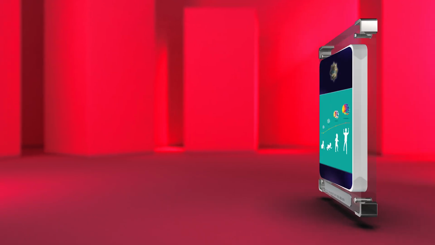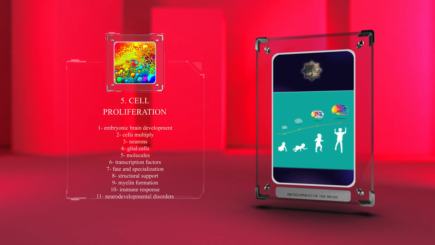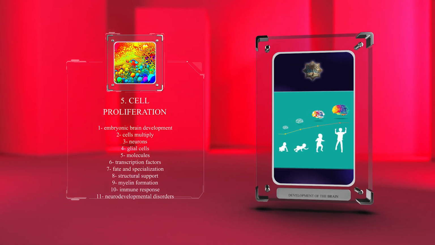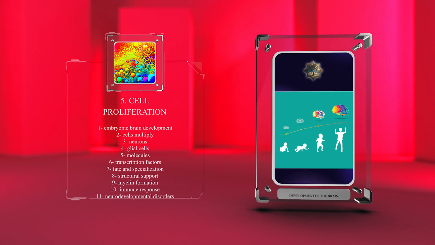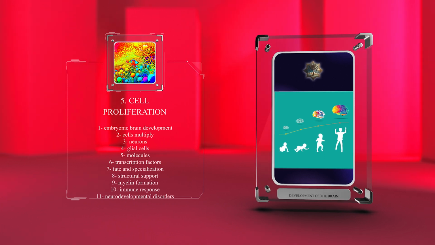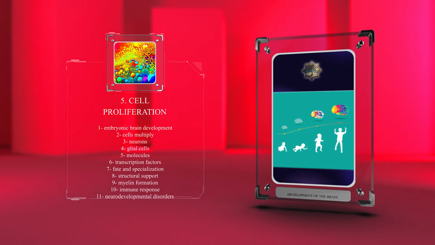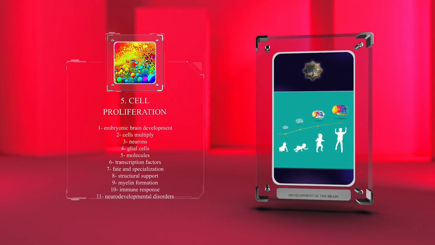During embryonic brain development, cells multiply to generate neurons and glial cells. Certain molecules and transcription factors help determine their fate and specialization. Glial cells have different functions, aiding in structural support, myelin formation, and immune response. Studying these processes helps understand neurodevelopmental disorders and potential treatments.